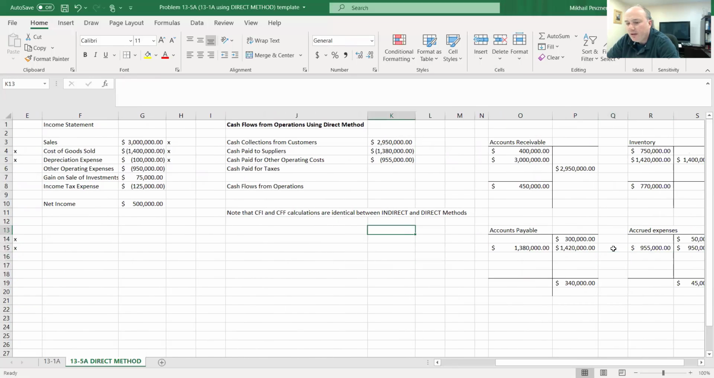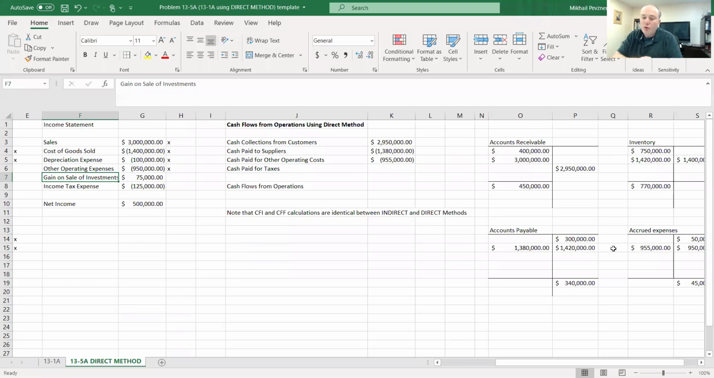And finally, what's the next line? So I check off this line item. Gain on sale of investments. Again, investments are taken care of where? In the investing section. When we do the investing section, we'll simply add that gain to proceeds, right? We'll put it as part of the proceeds. Here, we can ignore it because it's not an operating item.